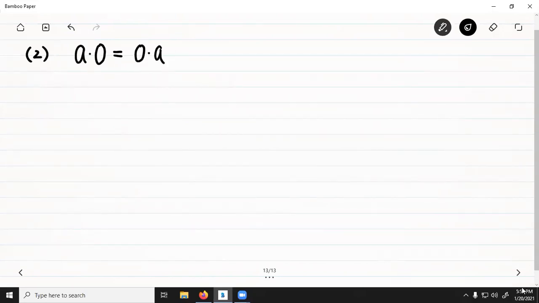So now we want to prove it's equal to 0. We have no this result yet, right? 0 multiply anything equals 0. We don't know why, right? This is the thing we want to prove. So let's prove it.